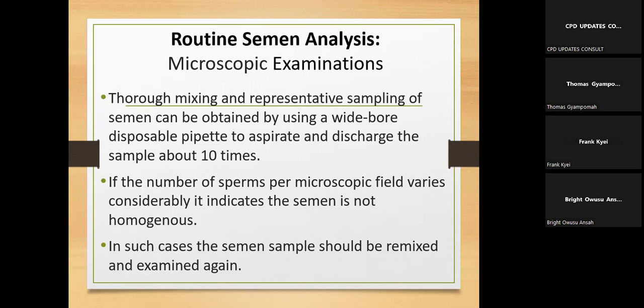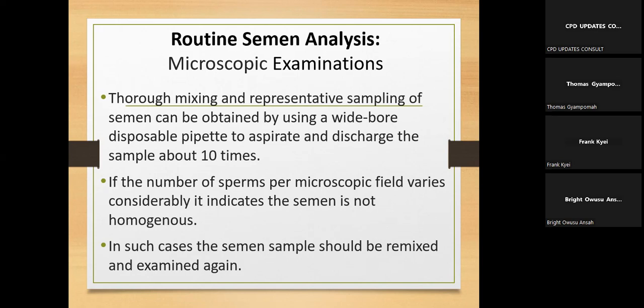If the number of sperms per microscopic field varies considerably, it indicates that semen is not homogeneous. In such cases, the semen sample should be remixed and examined again. What it means is that if I take a drop of semen and I'm trying to examine it, and in one field I'm seeing about 20 sperms, then in the same slide, another field, I see nothing. I go to another field, I see just about 3. I go to another field, I see about 10.